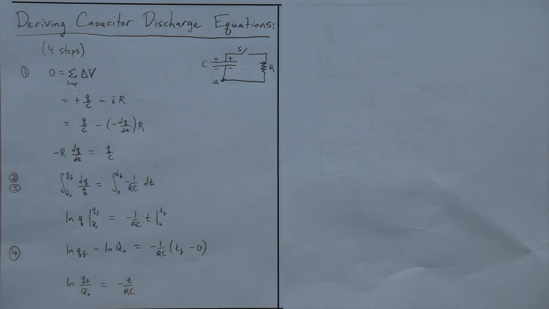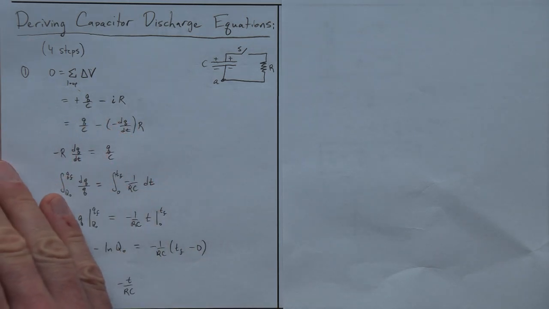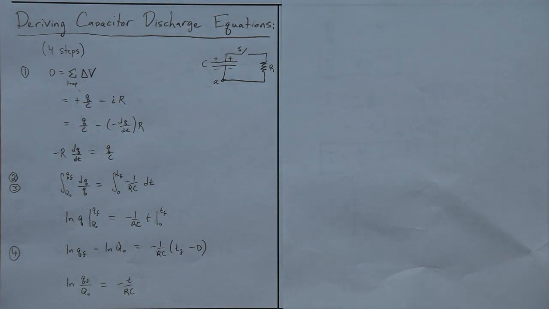All right, so I made a differential equation with Kirchhoff's loop rule. The second thing I've got to do is separate the variables. Get all the Q's on one side, all the time variables on the other side. The way to do that is divide both sides by Q, so I have dQ over Q, and then move the R and the dt over to this side. I divide by negative R, so the 1 over C becomes negative 1 over RC. And then the dt is by itself.